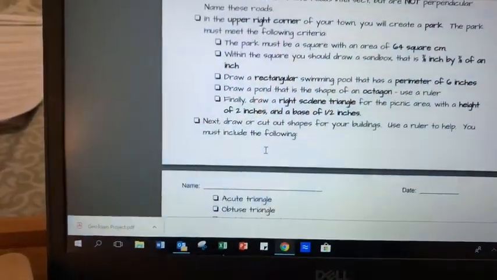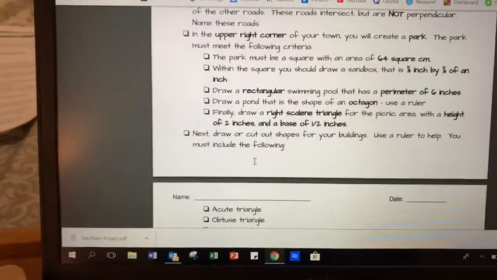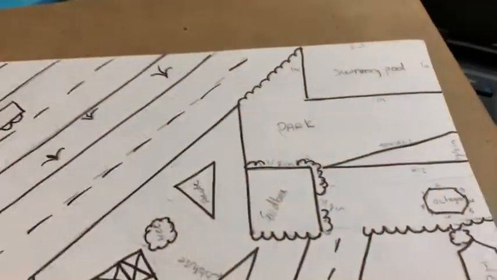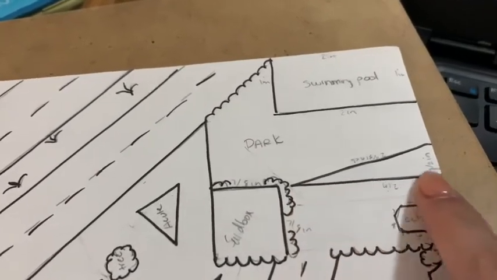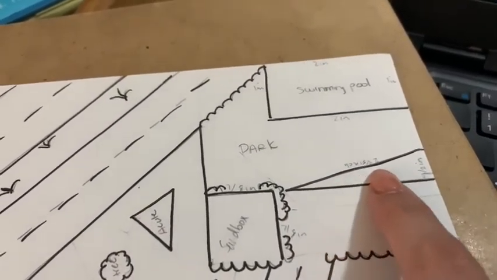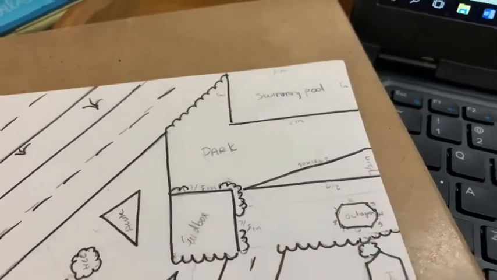And then finally in the park, you're going to draw a right scalene triangle that's supposed to be the picnic area with a height of 2 inches and a base of half an inch. You can see here that I have my scalene triangle. I have the height is 2 inches, the other side is 2.5, and the base is 1/2 inch.